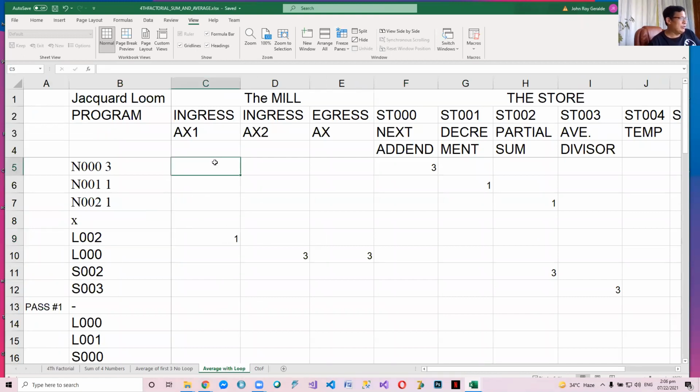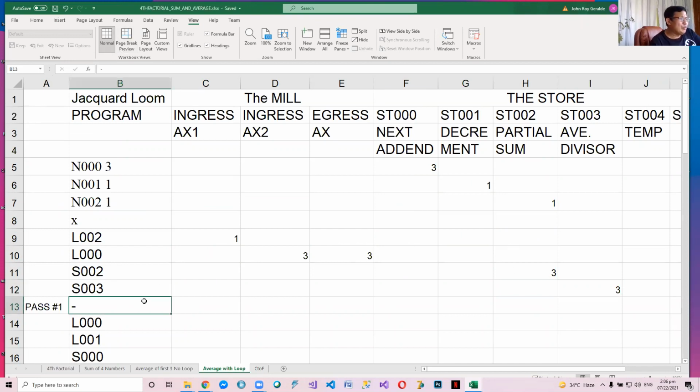In the first we store the number 3 as the next addend, the decrement as 1, the first partial sum is 1. And then we do a times from 2: the partial sum is 1, and the next addend is 3, so this is 3. The first partial sum is 3, and the average divisor is right away also 3. Do you get my point? So this is a better version. We have removed the duplication of the input, which is the number 3.